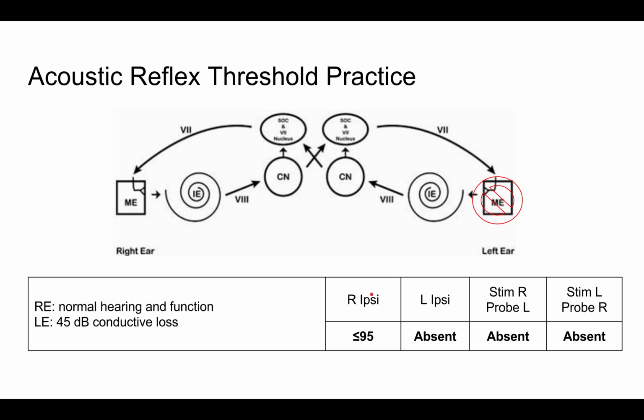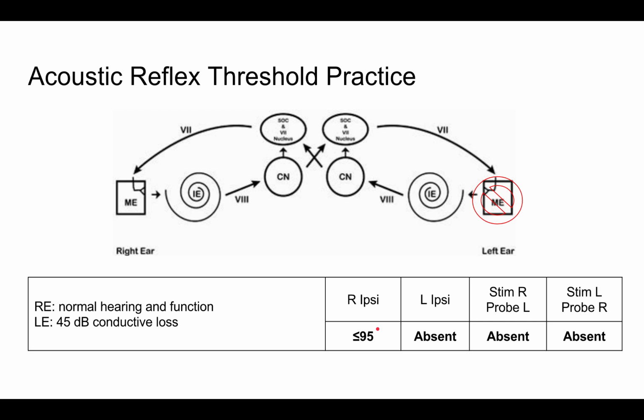You've got the right ipsilateral reflex over here, unimpaired pathway. So it says our reflex should be less than or equal to 95 dBHL. That should be fairly straightforward. With any normal pure tone thresholds, we typically expect reflex thresholds to not exceed 95 dBHL. So in this table and in the other tables that follow throughout these slides, anything that says less than or equal to 95 dBHL essentially means reflex at normal intensity levels. So right ipsi is a normal reflex.